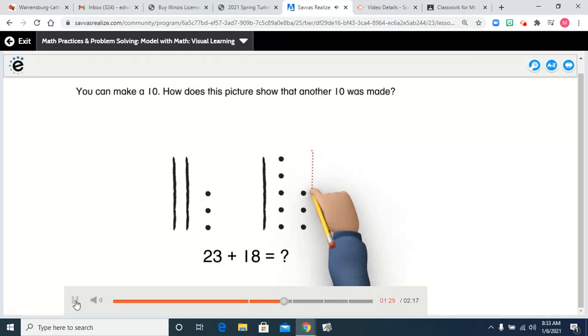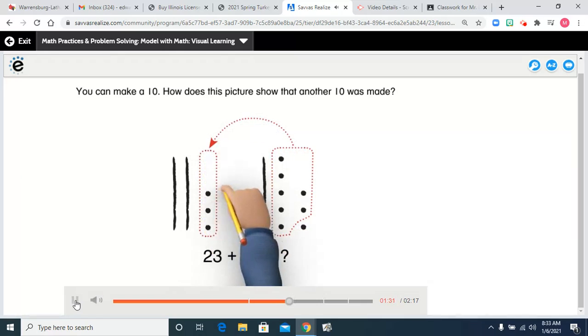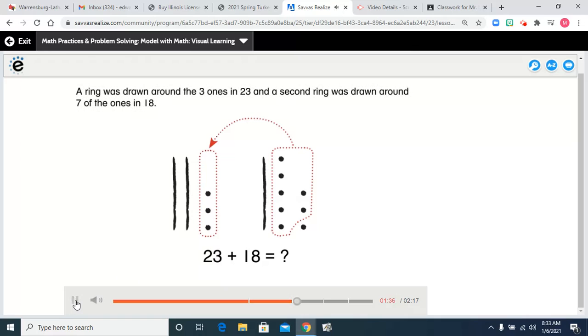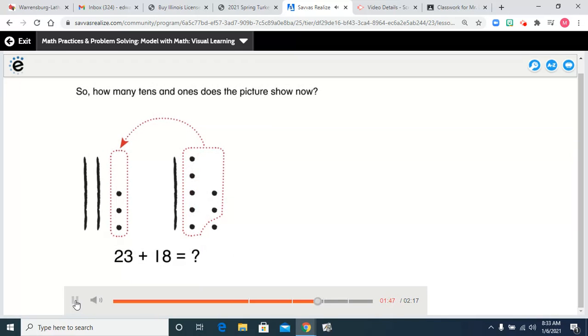You can make a 10. How does this picture show that another 10 was made? A ring was drawn around the 3 ones in 23, and a second ring was drawn around 7 of the ones in 18. So, how many tens and ones does the picture show now?